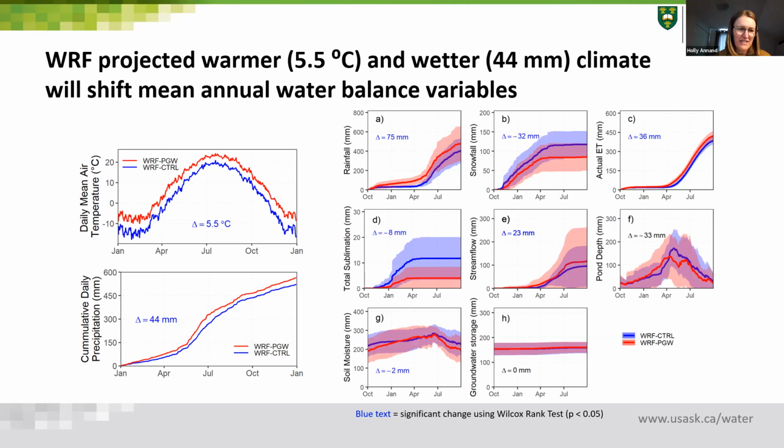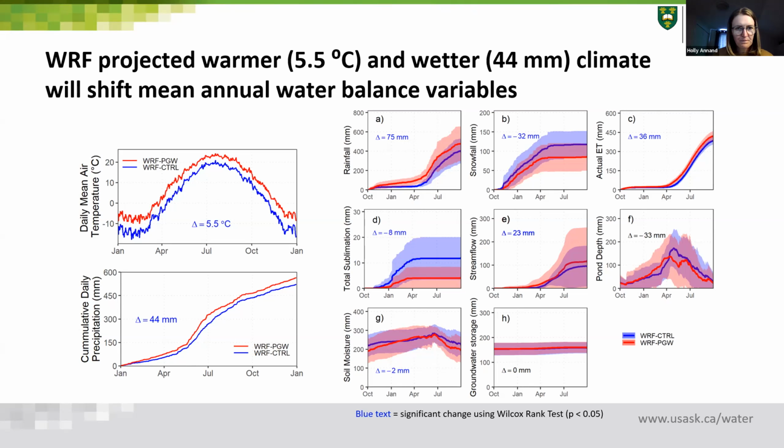So simulated rainfall was up 75%, 75 millimeters, snowfall decreasing 32 millimeters. We saw a slight increase in actual evapotranspiration and a decrease in sublimation due to the lower snowpack. Streamflow we'll talk about next, but some decreases in pond depth and a wider range of soil moisture into the future period. Just to note, the shaded areas on these graphs that I'm going to show are 1 standard deviation from the mean. And so the wider the shaded area, the more inter-annual variability there is throughout the 15-year model period.